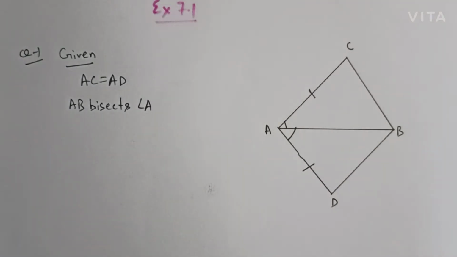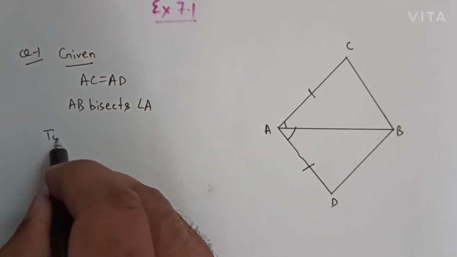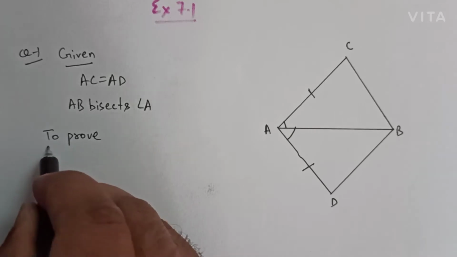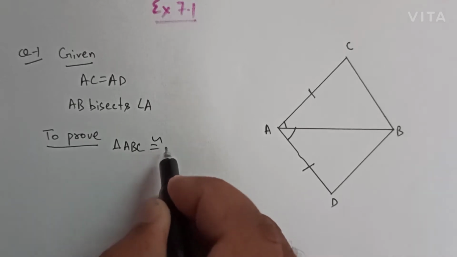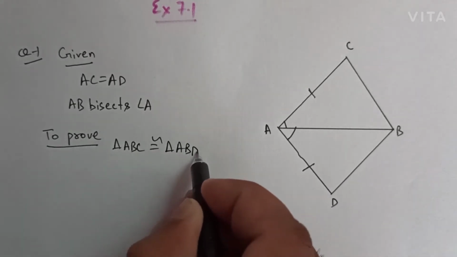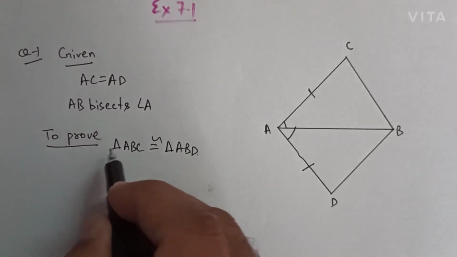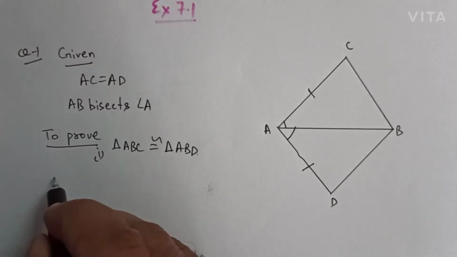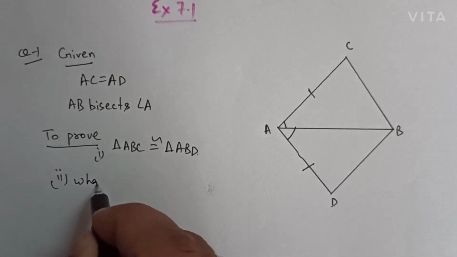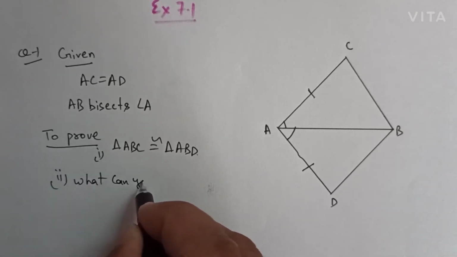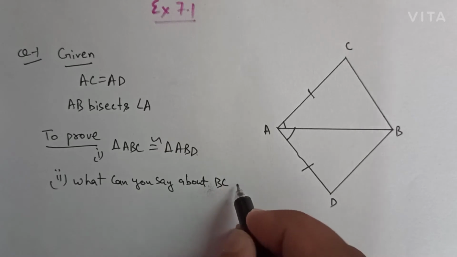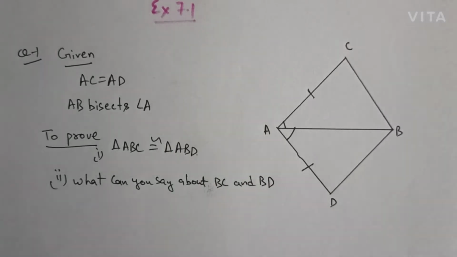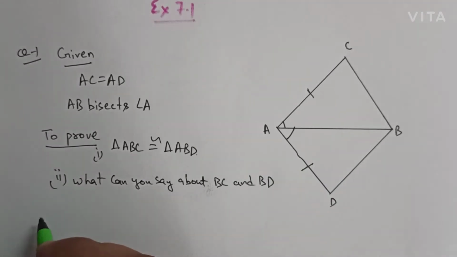Okay. Now what we have to prove? We have to show that. Show that means we have to prove triangle ABC is congruent with triangle ABD. Okay, this is the first part. And second part is that what can you say about BC and BD? BC and BD. Okay, so this you will write first and then you will be starting the proof. So proof.